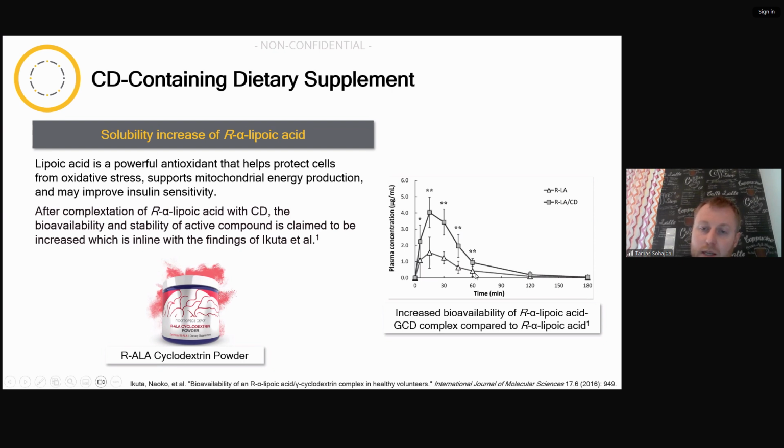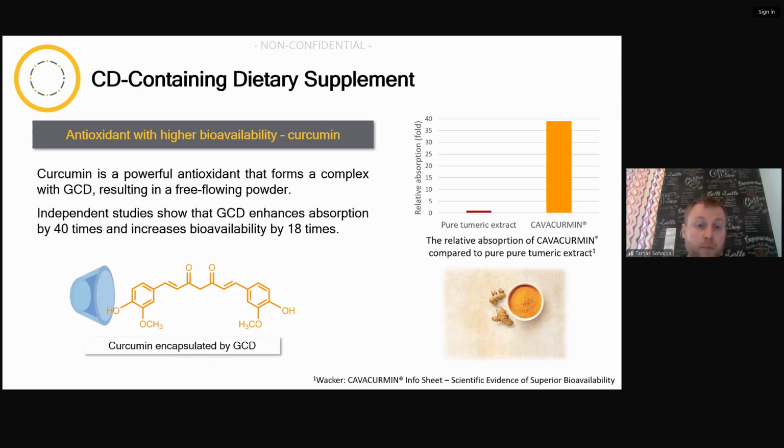Technically you can see that the shape of the curve is similar, but you can achieve a much higher absorption. Probably one of the most well-studied guest molecules with cyclodextrins is curcumin, and I brought this data from Walker, who has a curcumin complex marketed. So this is a product that's available on the market as a cyclodextrin complex. That is not very common, by the way, but there are some guest molecules that are available as a complex.